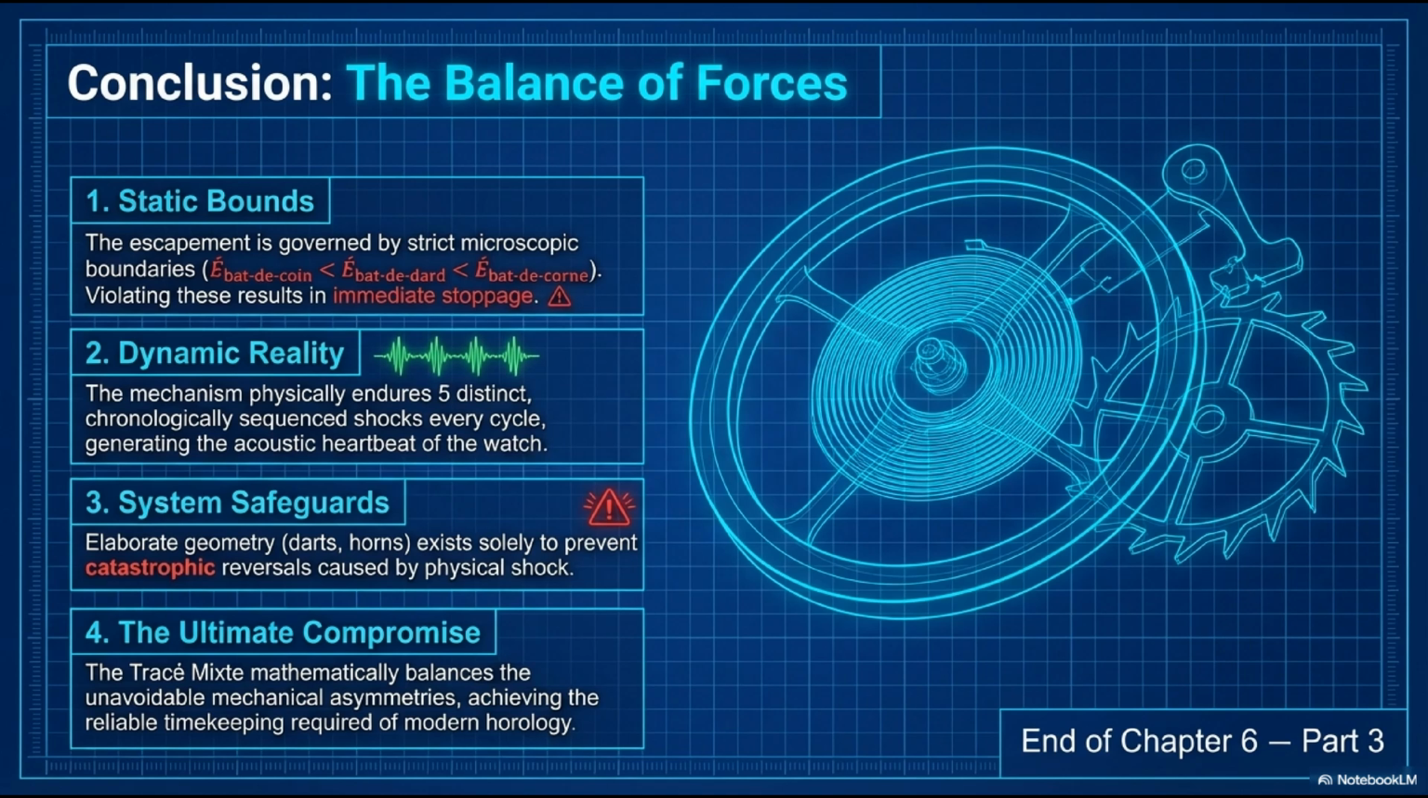Violating these results in immediate stoppage. The plays are not guidelines. They are hard kinematic limits. Second, dynamic reality. The mechanism endures 5 distinct, chronologically sequenced shocks every cycle, generating the acoustic heartbeat of the watch.